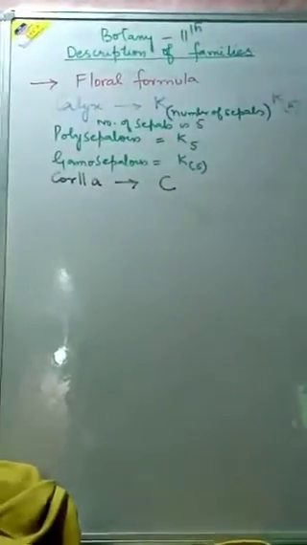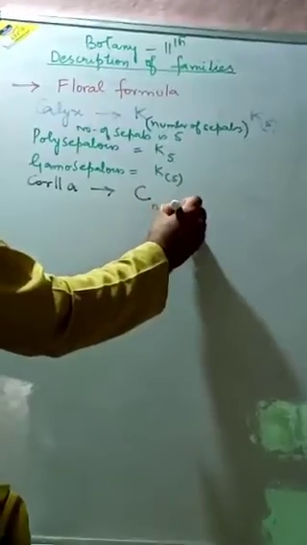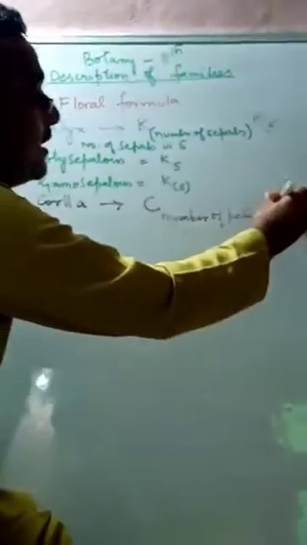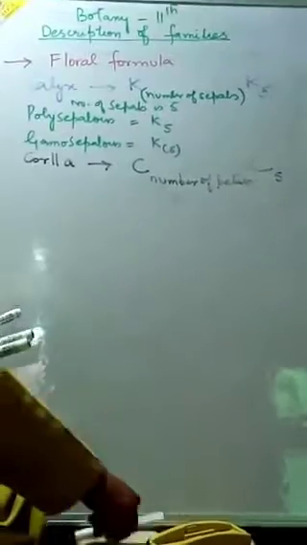कैलेक्स के बाद हमारे पास एक और वर्ल आती है, that is called as the corolla, and this is designated as C. अब प्रोसीजर वही है, यहां पर हम लिखते हैं नंबर ऑफ these petals. Now for example, if the number of petals is 5, then write them here. If they are free, then without the brackets. If they are fused, then here. So I will designate it here.